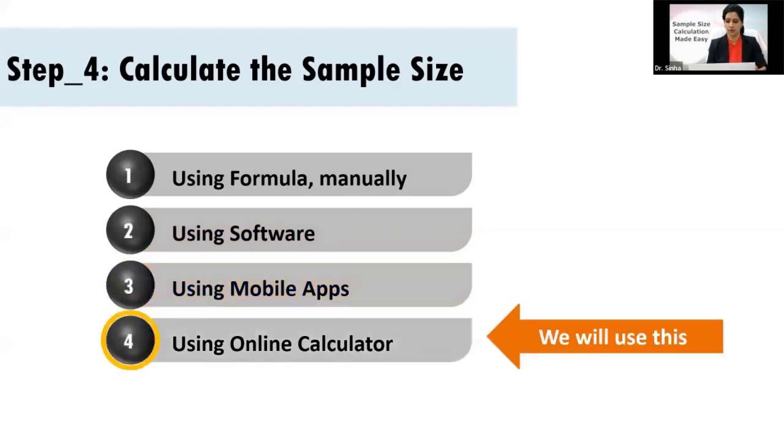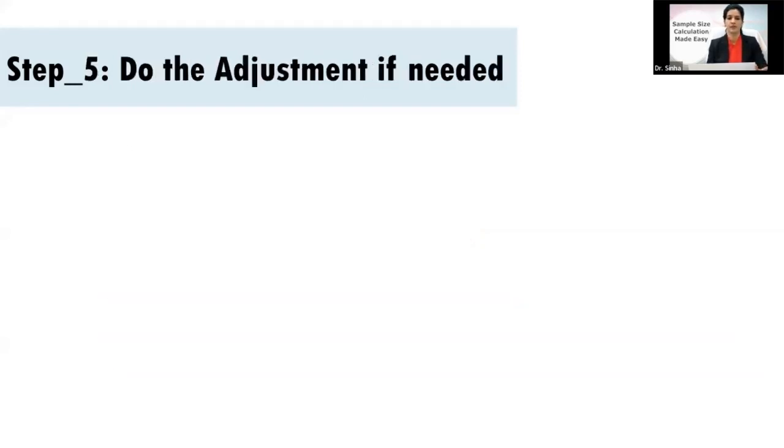We will use this online calculator. Now the fifth step is to make the adjustment. Once you have calculated the sample size, you have to adjust it because you have to estimate the population parameter. And to represent your sample up to that particular population, you should adjust your sample size.